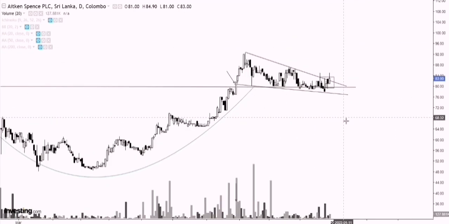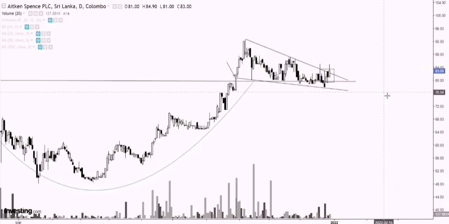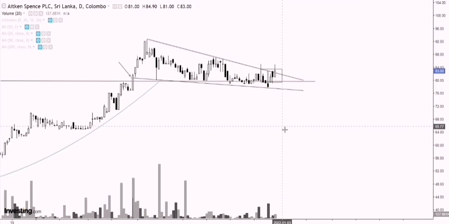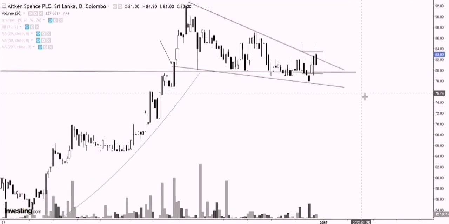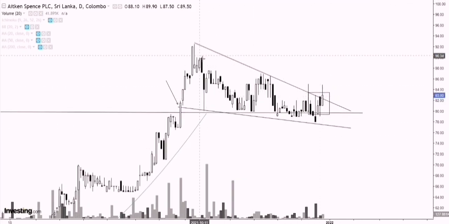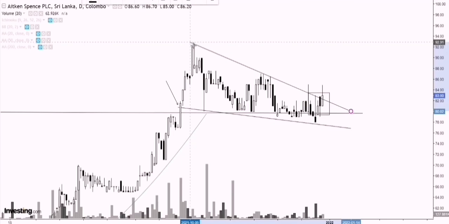Now we are obviously watching for a breakout. If you look at today's price action over here, the 29th, you can see that prices did close above this resistance line. Let me draw it clearly.